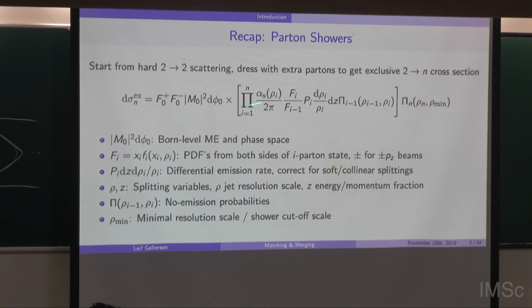And then we have a product of this for every emission that we could have, always taking into account the no resolved emission probability here. And then we attach one no emission probability at the end, all the way down to the cutoff after all emissions have been generated. This is exclusive then. This is just the same way of writing it as I did it before. The only thing I introduced here is this capital F, which is the product of xf. So it's the momentum flux instead of the probability of extracting these partons. Just a little bit easier to write it this way.